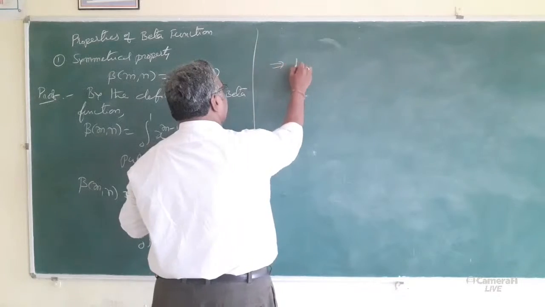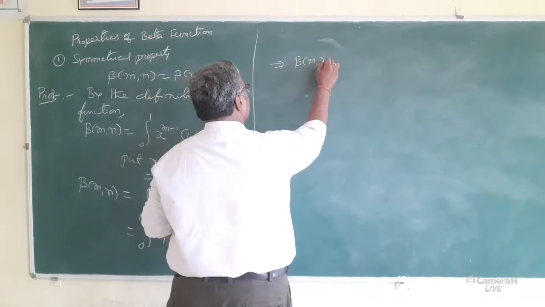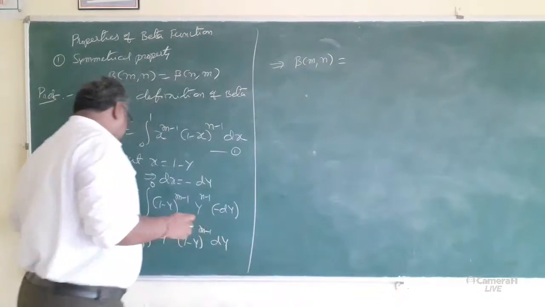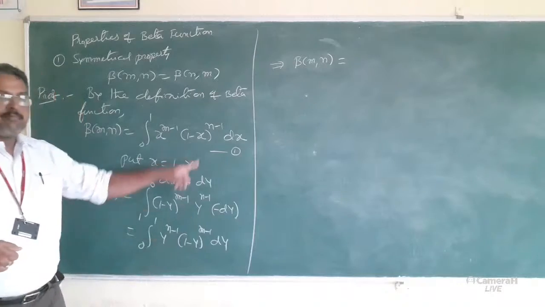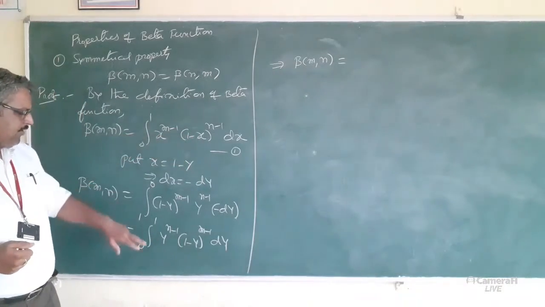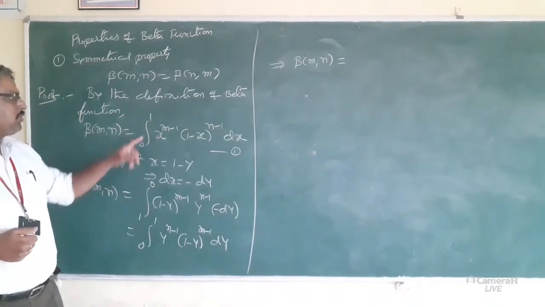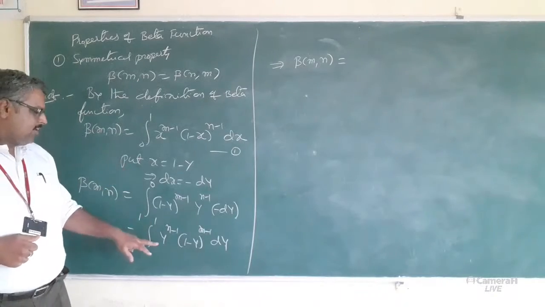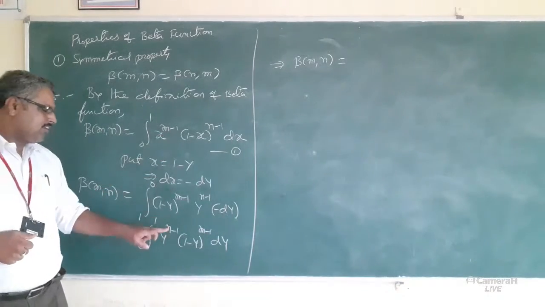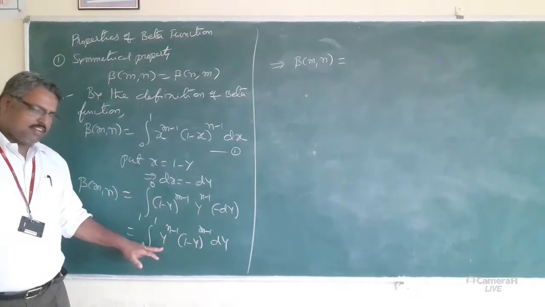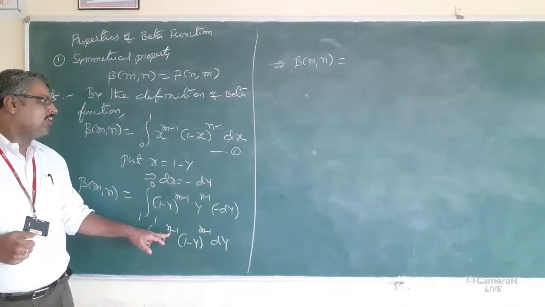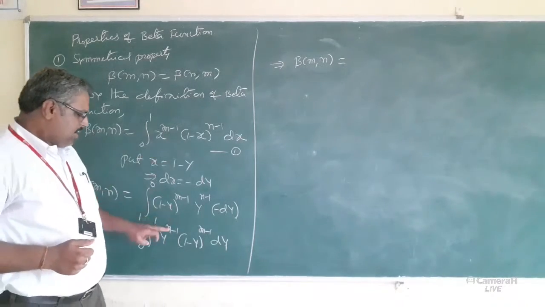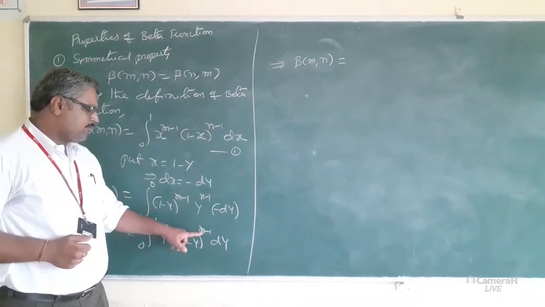Left hand side is beta mn. Right hand side, compare with equation 1. If you compare with equation 1, integral 0 to 1, here x power n minus 1; x or y, both are the same here, n minus 1. Here m, here n, here n, here n.